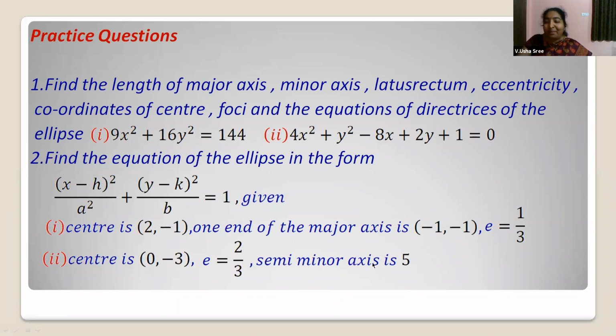And semi-minor axis, what is the meaning of semi-minor axis? Minor axis is B to B dash. Length of the minor axis is 2B. Then semi-minor axis will be half of it. That means B is equal to 5. Okay, now, having given these hints, I expect you to do these problems and feel that enthusiasm after solving them. Hope that you will enjoy, right?